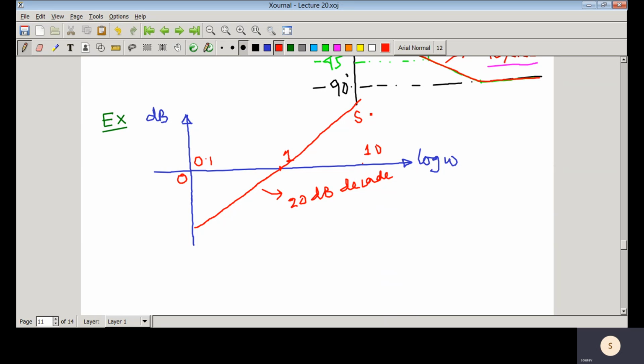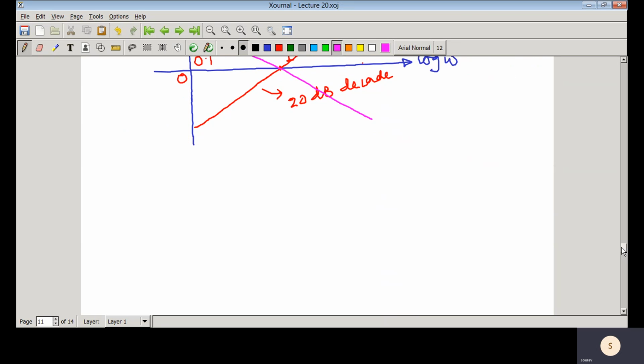Then what would be the plot of 1 by S? So plot of 1 by S, it would be just with the negative slope, this one. So this is that plot of 1 by S, and here the slope is minus 20 dB per decade, and at frequency omega equal to 1, it crosses that 0 dB line. So let us see what would be that angle.